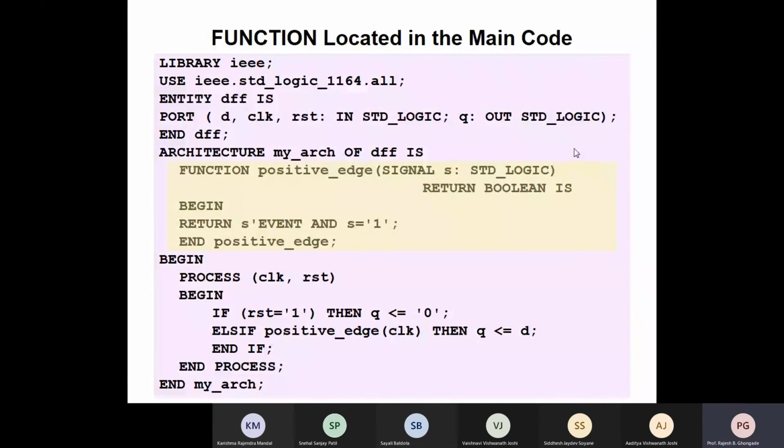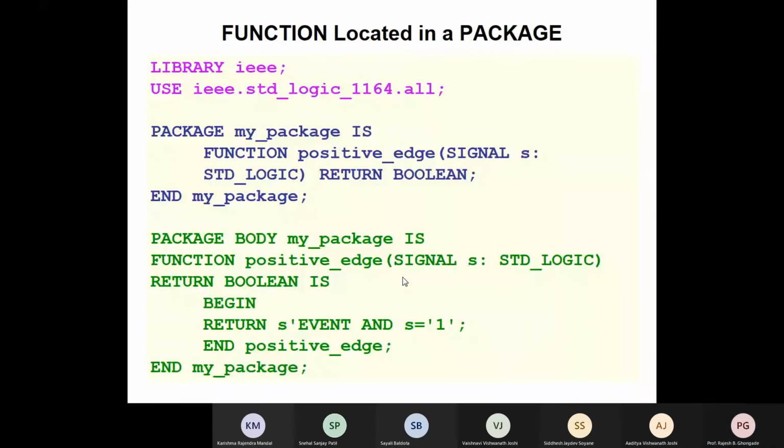This is the example of a function which is located in the main code. You can see here, I've declared and implemented the function over here in the architecture itself, in the declarations part, before begin. And then I'm calling it here. So this is one very simple way of writing the function and calling it in the main code itself.